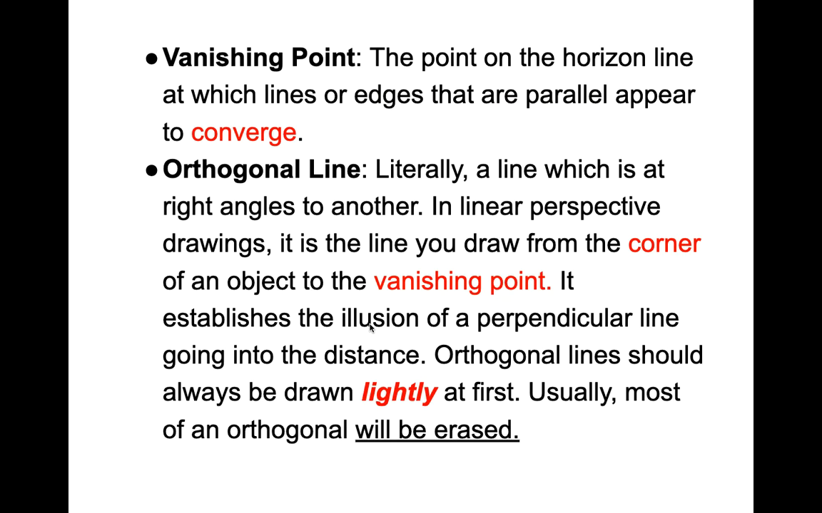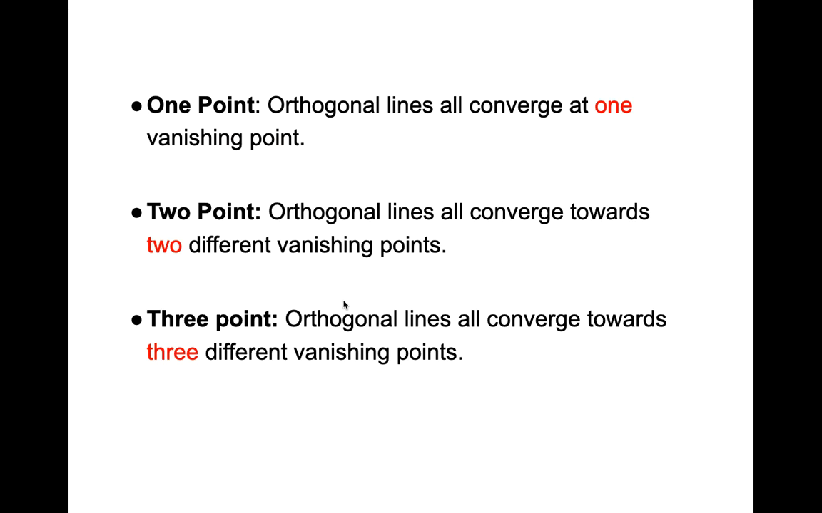The vanishing point or points are the point on the horizon line at which all the edges that are parallel in reality appear to converge. Those lines are called orthogonals. They're always going to be drawn from a corner of an object to a vanishing point, and it's super important that you draw them light, because oftentimes they're like construction lines. You're going to erase a bunch of those things.